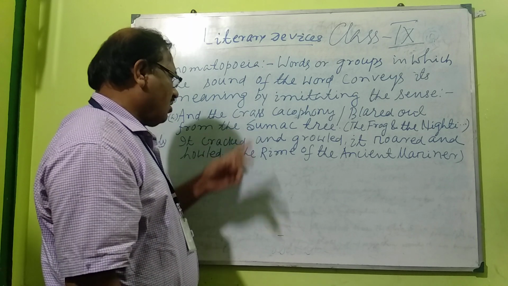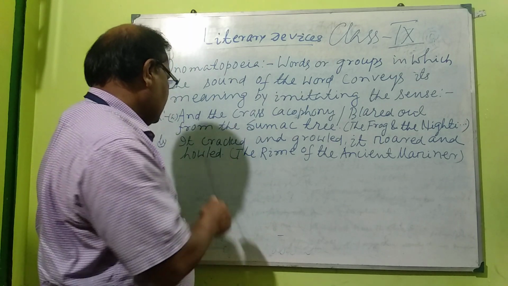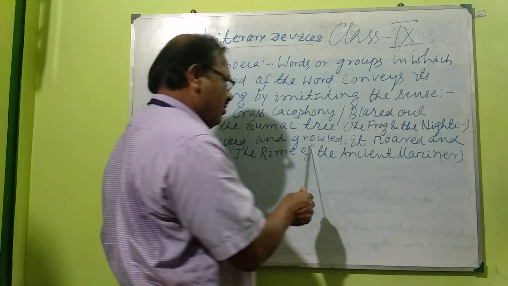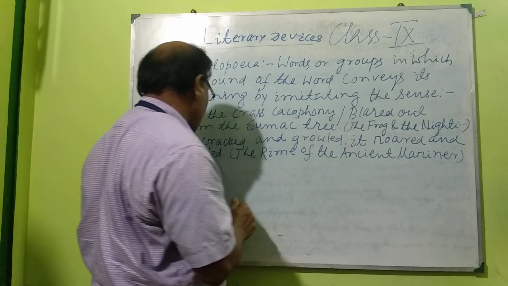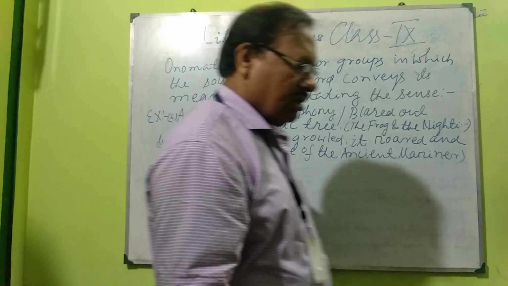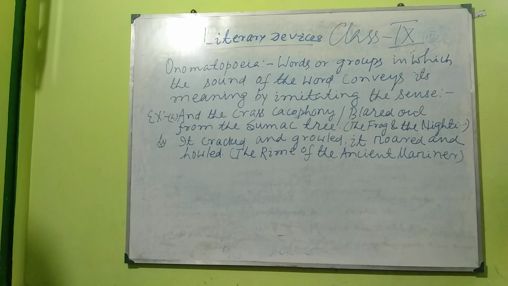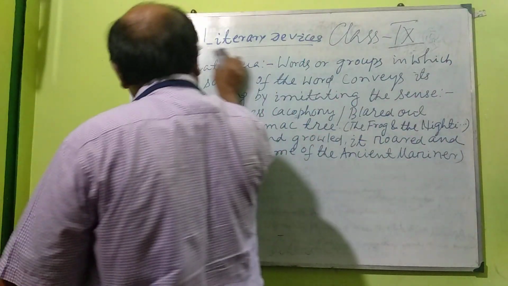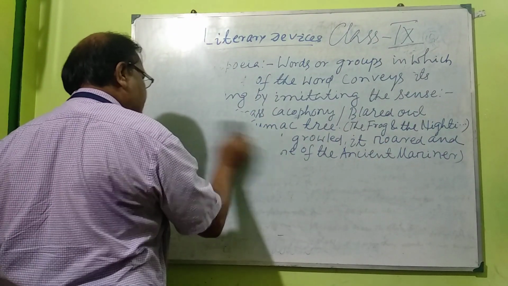That's why it is called onomatopoeia. It cracked, growled, and roared, and howled. These are the sounds. So onomatopoeia. And also that one poem you do have, that rain. There also, Rain on the Roof. There you will find that pattering sound of the rainfall. So that is also onomatopoeia. Let's switch over to the next literary device, personification.